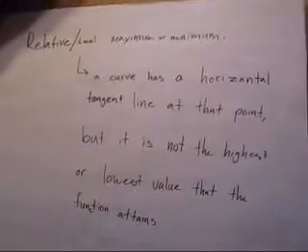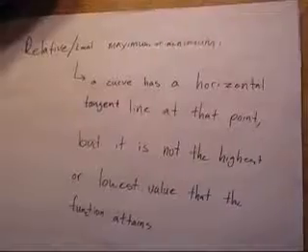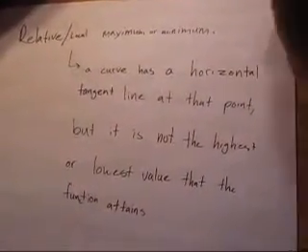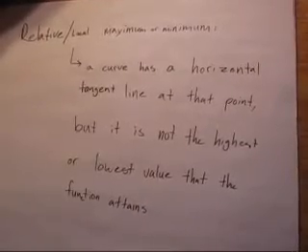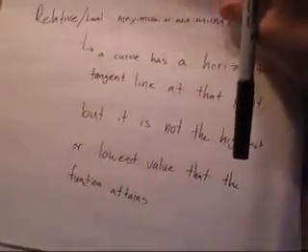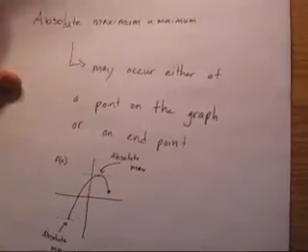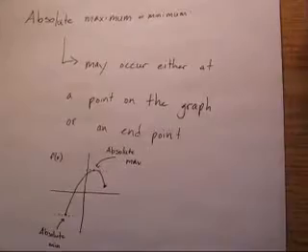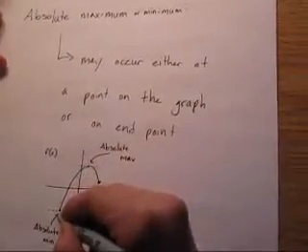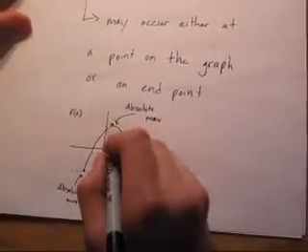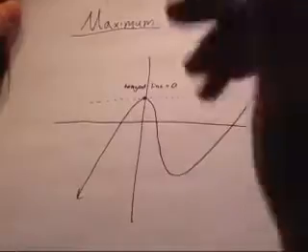these points. So a relative or local maximum or minimum, depending on what kind of term you want to use, is a curve that has a horizontal tangent line at that point, but it's not the highest or lowest value. I'll show you an example of that in a little bit. An absolute maximum or minimum may occur either at a point on the graph or at the endpoint. So, for example, this is an endpoint, that's the absolute minimum, or it could be just a point on the graph, and that's the absolute maximum.